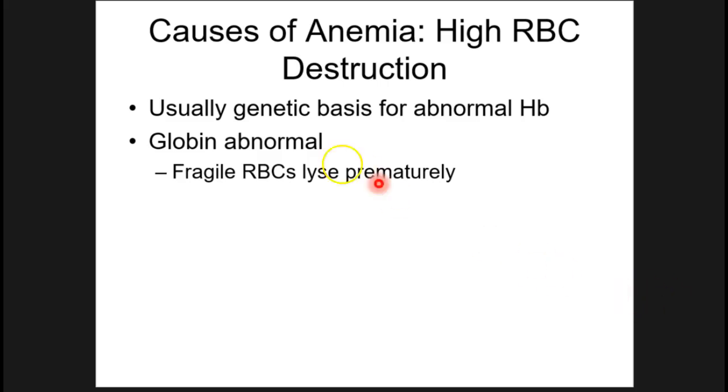All right, so again, for example, sickle cell anemia: abnormal hemoglobin results in fragile red blood cells that will lyse prematurely. They'll be broken down prematurely, and that leads to a literal low red blood cell count, which is an anemia.